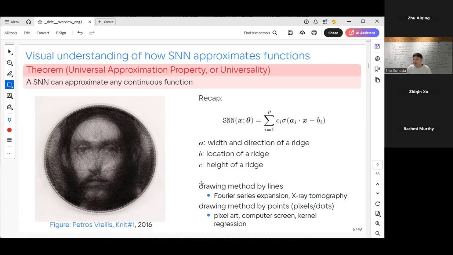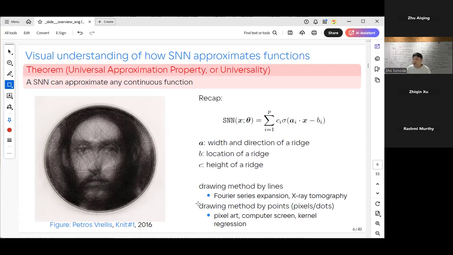And this mechanism is not unique to a shallow neural network, but is also employed by other methods such as Fourier series expansion. Fourier series expansion is a linear sum of plane waves, right? And by controlling the direction and location of plane waves, you can approximate an arbitrary two-dimensional signal. And a similar mechanism is also employed by X-ray tomography.